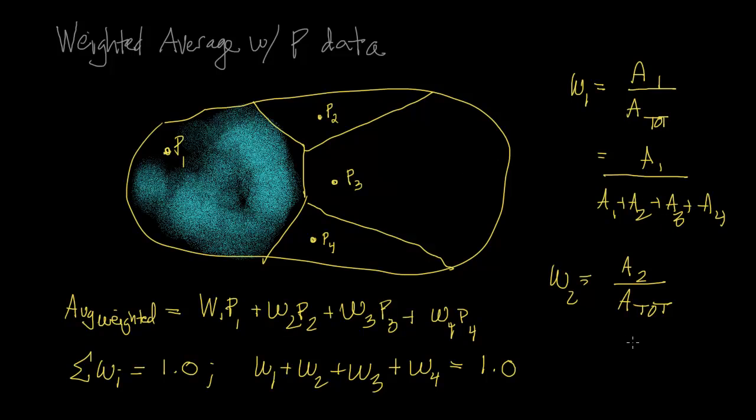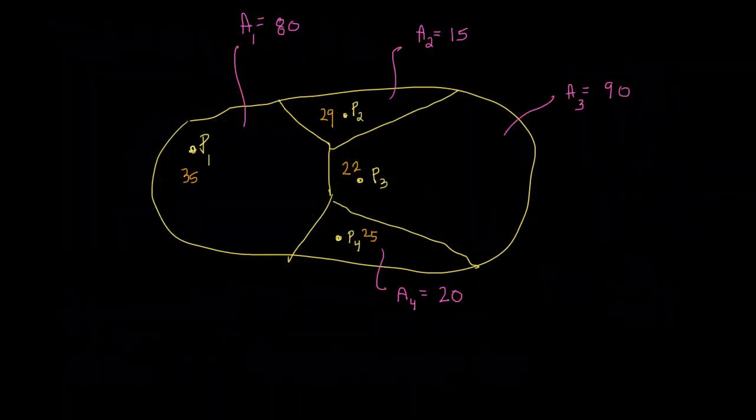So let's go over a specific example. Here we have the exact same geometry as what I showed you before, but now I've assigned precipitation data in orange letters and areas in pink letters. So for example, the first precipitation measurement, P1, was 35, let's call it millimeters per month, and the area of that region is 80, let's call it kilometers squared.